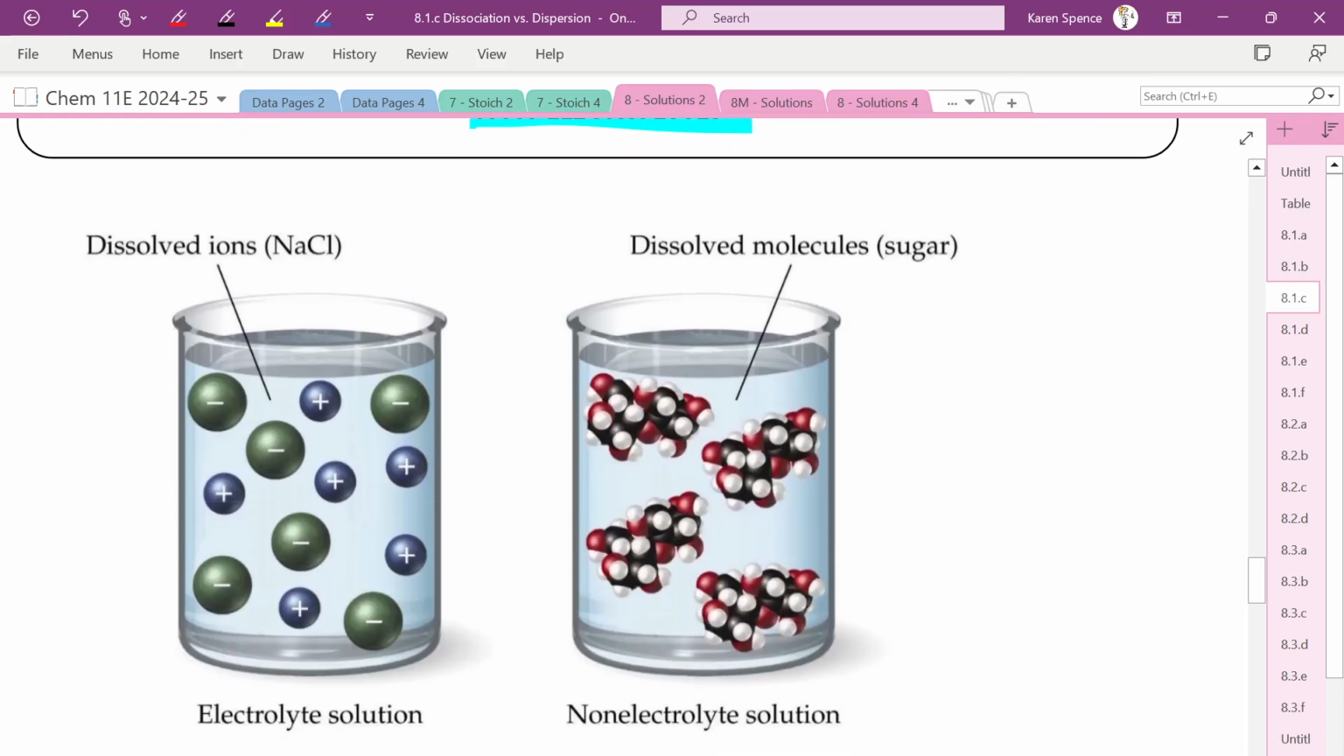Okay, so you'll see we have dissolved ions on the left. We have dissolved molecules on the right. Charged particles on the left, no charged particles on the right.